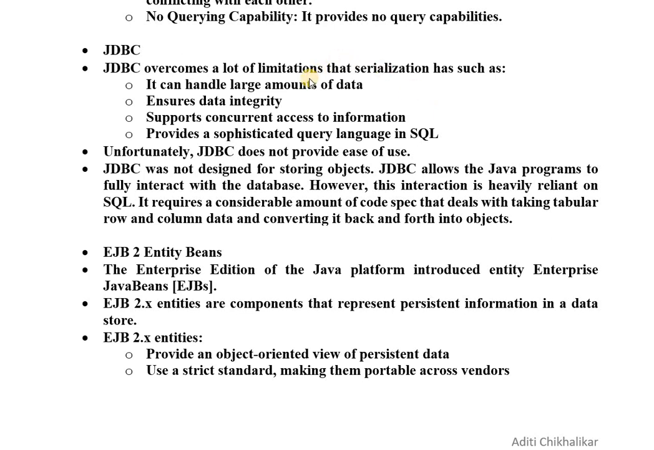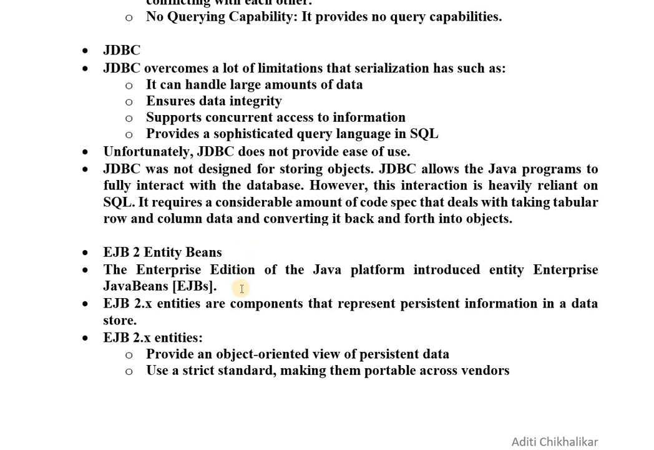But JDBC does overcome the limitations of serialization because it ensures data integrity. It allows you to handle a large amount of data. It does allow you to have concurrent or simultaneous access to the information. And it does provide a very sophisticated query language we all use, that is SQL. So JDBC is better than serialization, but it is not the solution that we are looking for. So let us go to the third solution, that is EJB2 entity beans.